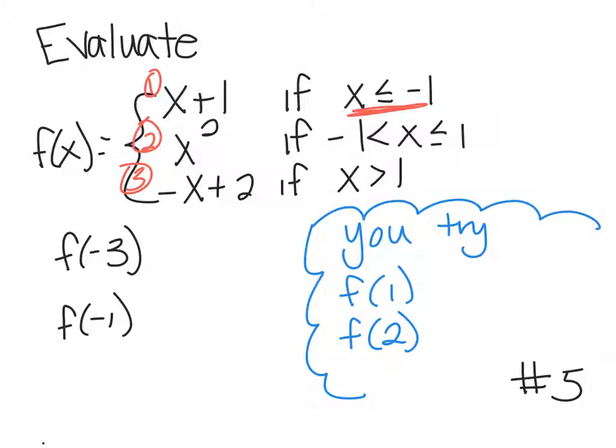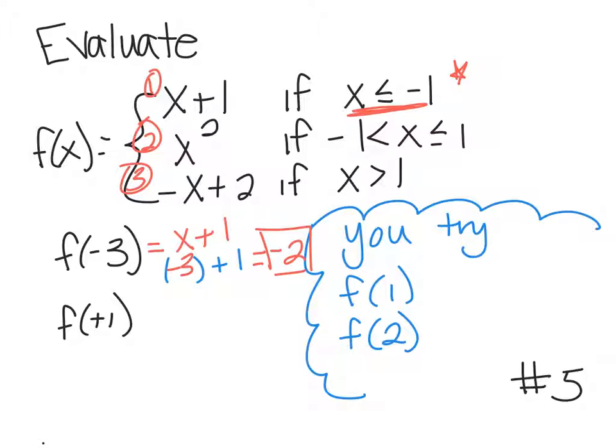So -3 falls in this top domain here. So I'm going to evaluate it at x plus 1. Well, instead of x, I'm going to put parentheses plus 1, and in that parentheses, I'm going to put a -3. Therefore, my solution here is -2.